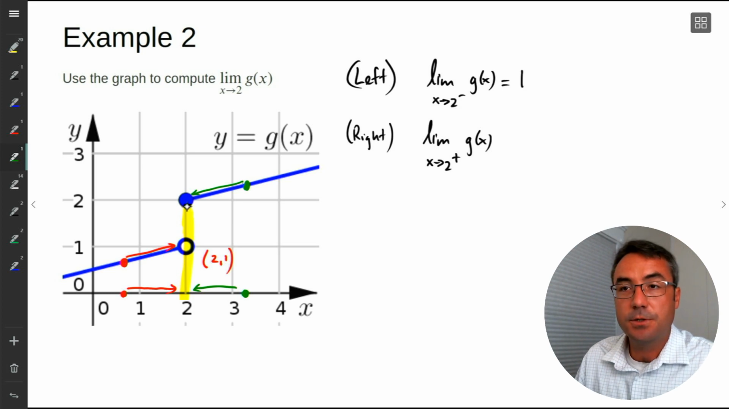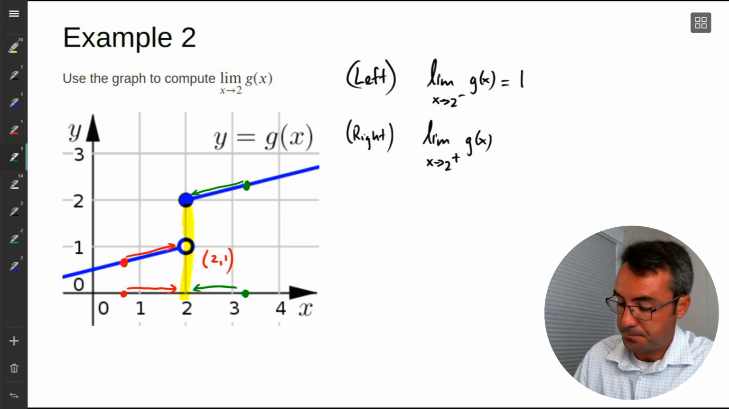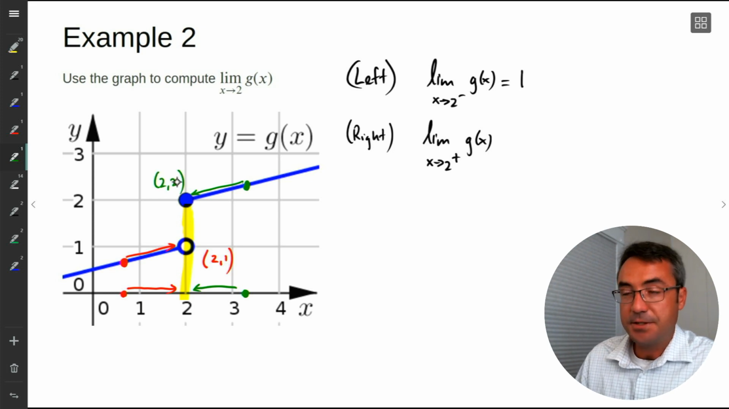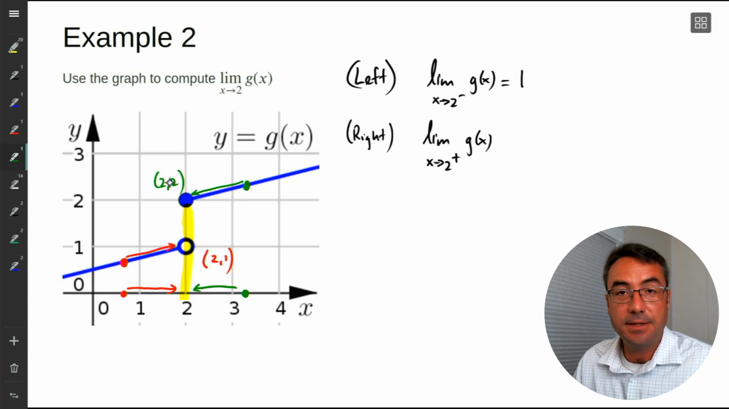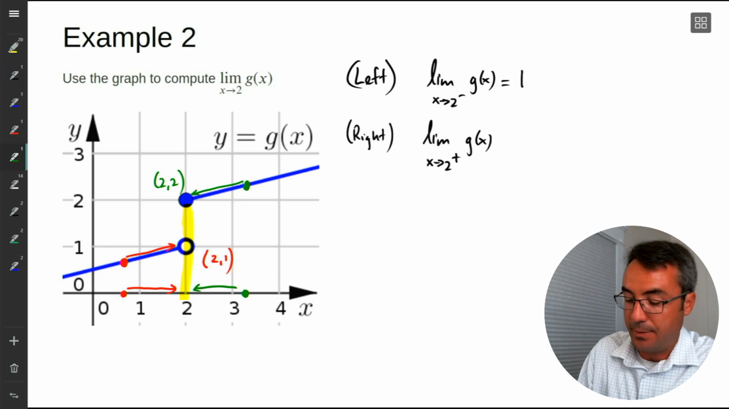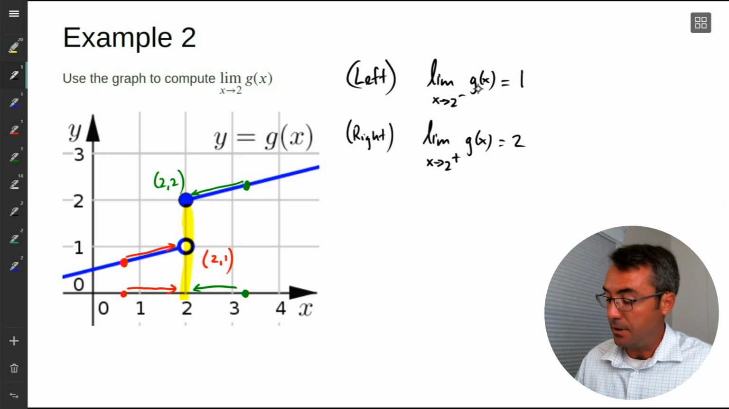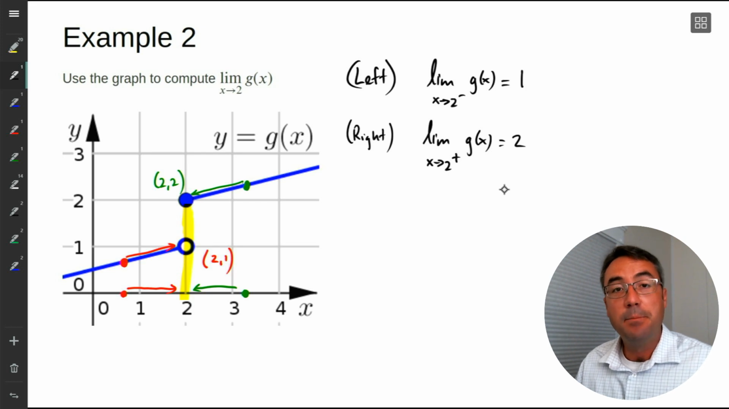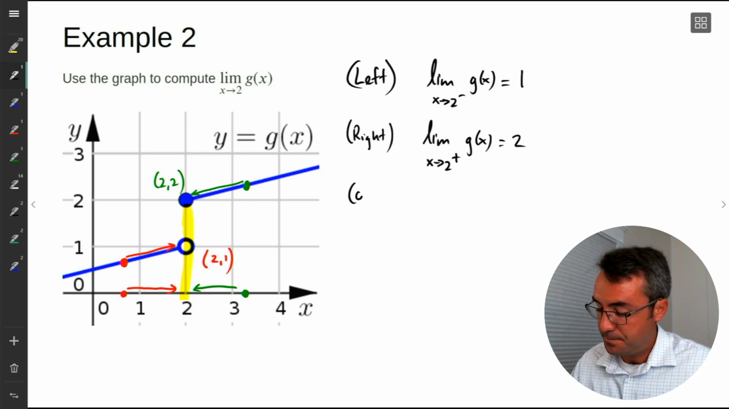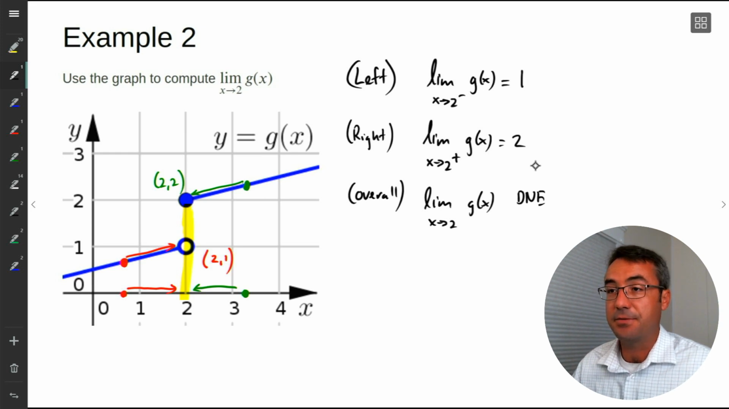And it looks like we're getting closer and closer to this point right here. So that point has coordinates (2, 2), and it's the y-coordinate that's the actual value of this limit. So this limit is equal to 2. Now the left-hand and the right-hand limit, both of these limits exist. There are numbers here, but they're not equal. So the overall limit, the limit of g of x as x approaches 2, does not exist because these are different.